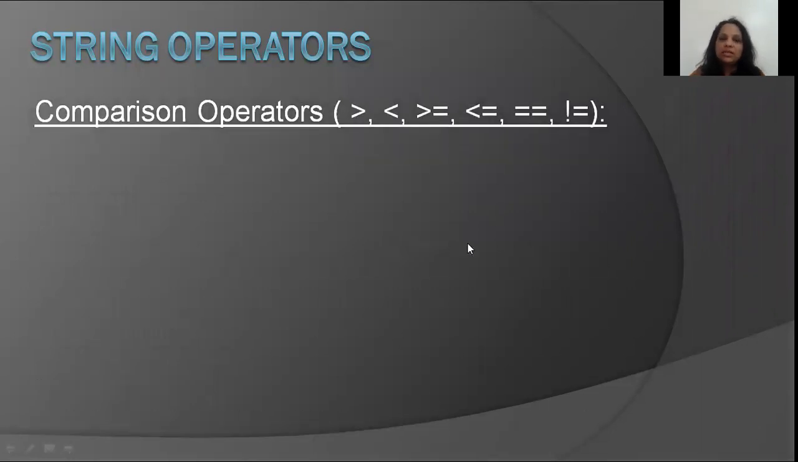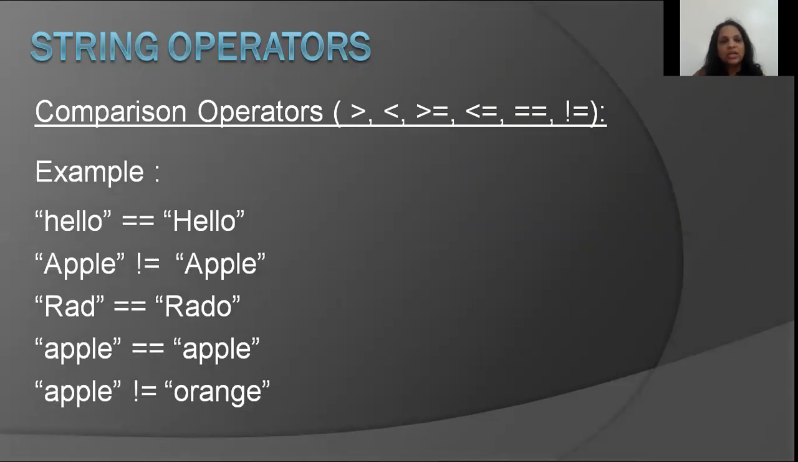Now, comparison operators are all the relational operators that we've seen before: the less than, the greater than, greater than or equal to, less than or equal to, equal equals to, and not equals to. Now, the question is, can we actually do all this with strings? Yes, we can do all this with strings. Initially, I'm talking about equal equals and not equals. That's easy. Equal equal will check whether they are the same. Not equal to will check that they are not the same.